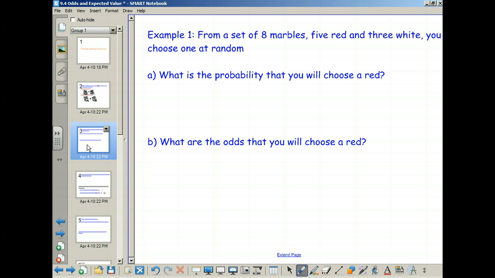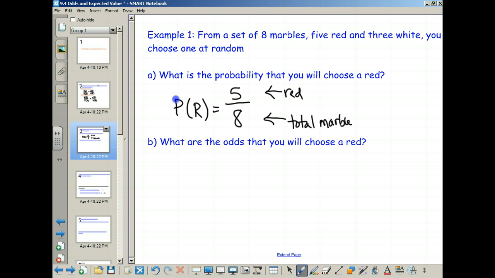And we're going to do an example, okay? From a set of 8 marbles, 5 red, 3 white, we pick one at random. Imagine you're reaching into some kind of opaque brown bag to grab one. The probability that you choose a red, okay, so this is from last section. What is the probability that you choose a red? It's 5, because there's 5 reds, out of 8, because there's 8 marbles, right? So we write red on top of the total marble count. Number of red over the number total, okay?